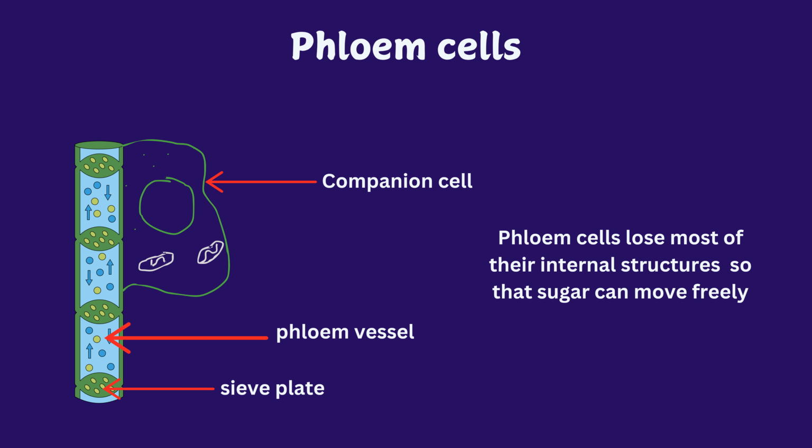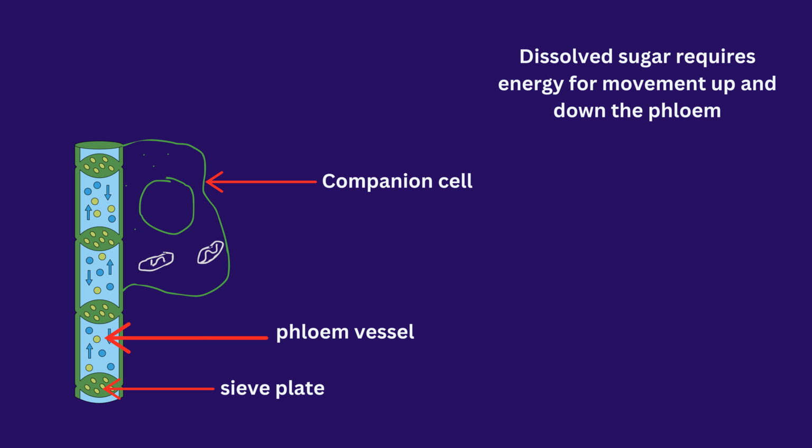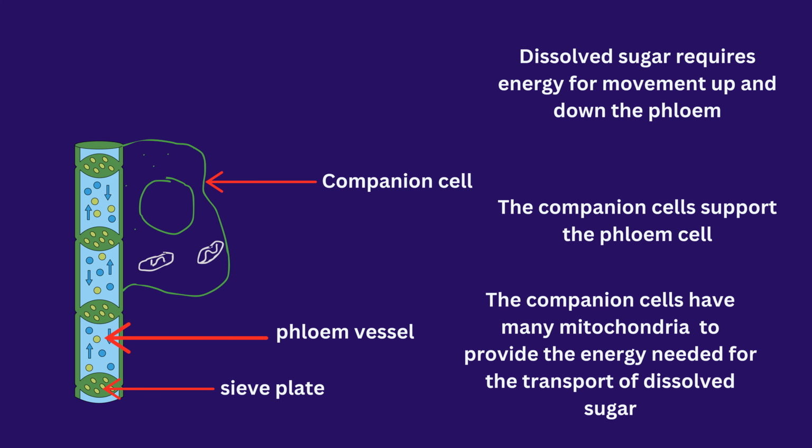Another adaptation of the phloem cells is that they lose most of their internal structures so that the sugar can move freely. When I speak about the internal structures, I'm talking about the organelles. Dissolved sugar requires energy for movement up and down the phloem. It is the companion cell that supports this action. The companion cells have many mitochondria to provide the energy needed for the transport of dissolved sugar.